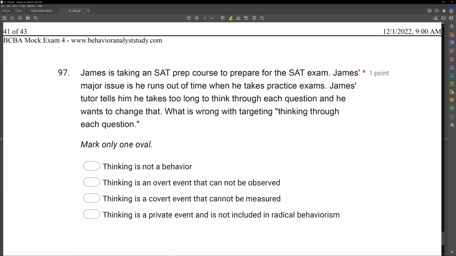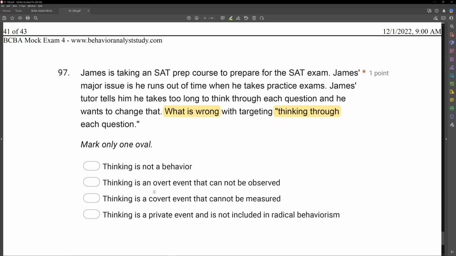We're talking about the behavior of thinking through each question, and that's what the tutor wants to focus on. The question is asking, what is wrong with thinking through each question as our target? A, thinking is not a behavior. Well, thinking is a private event, which is considered a behavior in radical behaviorism. B, thinking is an overt event that cannot be observed. Is thinking overt or is it covert? Well, thinking is covert, so be careful. No, thinking can't be observed, but it's covert, not overt.